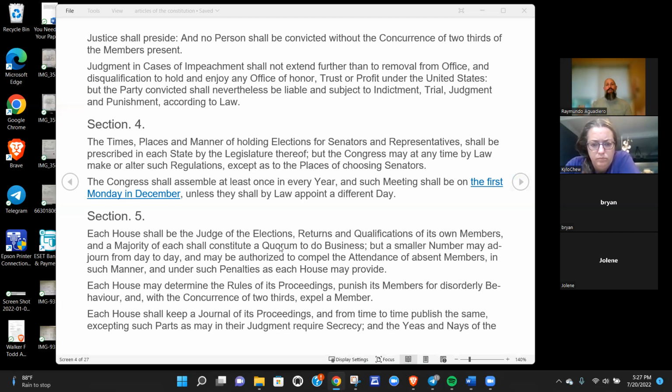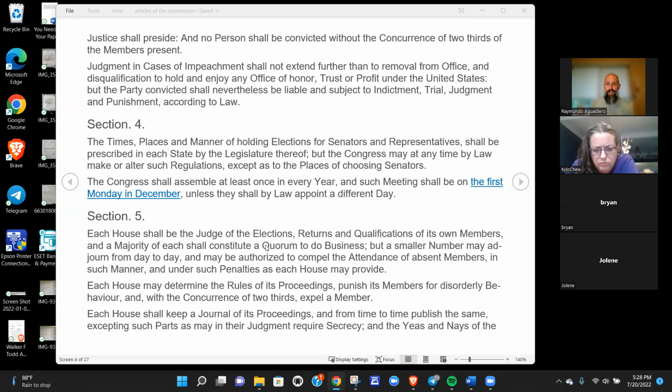So Congress can come together even if they don't have a majority and compel the attendance of other members for a meeting. The first Monday in December is always in session, but they can get together and call other sessions. Each house may determine their own rules of proceedings and punish members for disorderly behavior. And again, two-thirds required to expel members. Each house shall keep a journal of its proceedings and from time to time publish the same, excepting such parts as may in their judgment require secrecy.